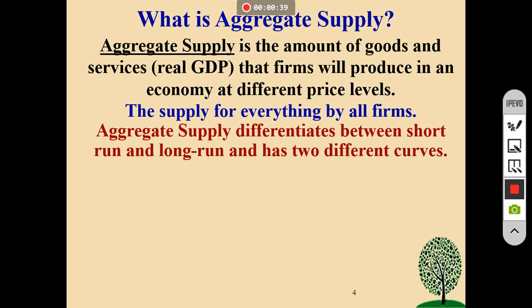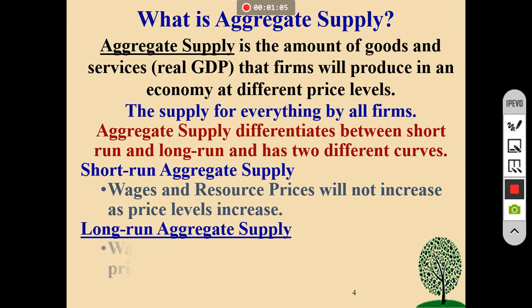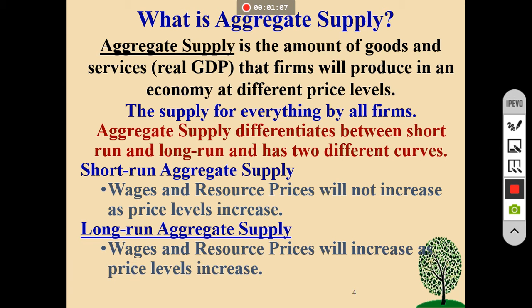So this is where we get away from a standard supply and demand. When we move into aggregate demand and aggregate supply, there are two curves, a short run curve and a long run curve. I'll explain each one. In short run aggregate supply, wages and resource prices will not increase as price levels increase, right? So as the price of goods changes, the wages and how much it costs to produce stuff stay the same in the short run. In the long run, though, wages and resource prices will increase as price levels increase. So if prices of things get more expensive, people's wages do change, right? So that happens in the long run.